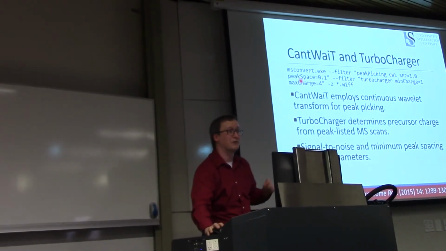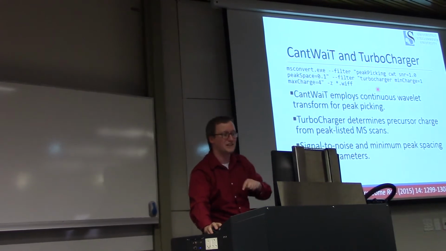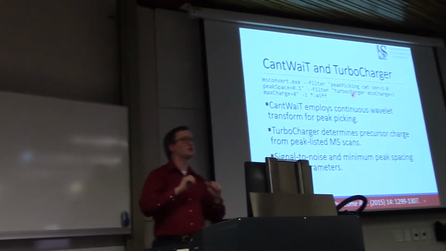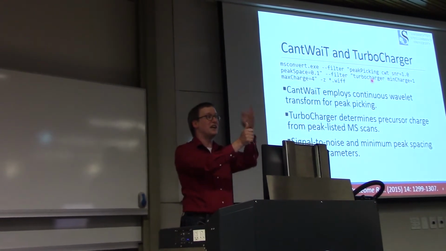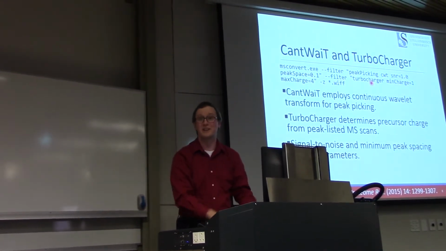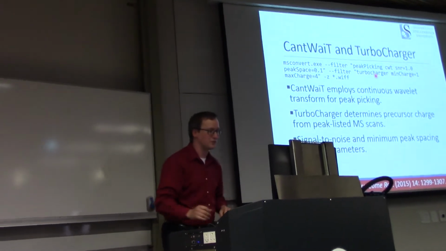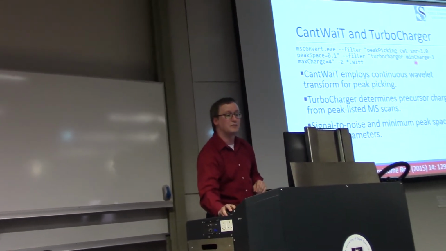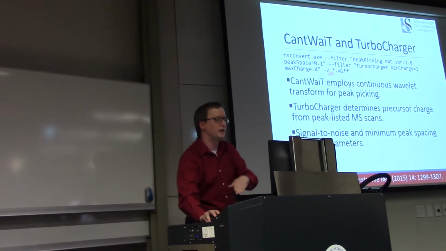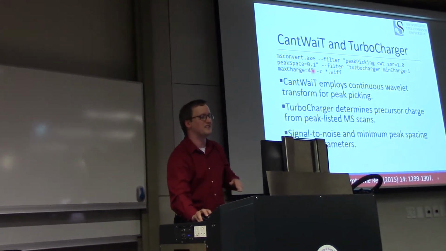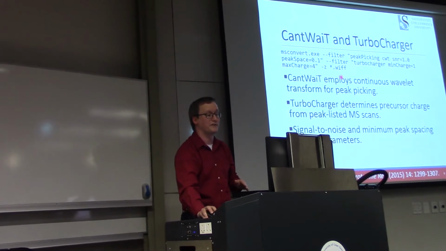Now the other trick that we built in alongside CantWait is Turbocharger. Turbocharger is able to look at the isolation window in the MS scan to say how far apart the isotopes are, and from that infer a precursor charge. And again, we take some parameters. We can specify we only care about things ranging from charge 1 up to charge 4. We're still going to zip the file, and we're still going to apply this to all the WIFs.